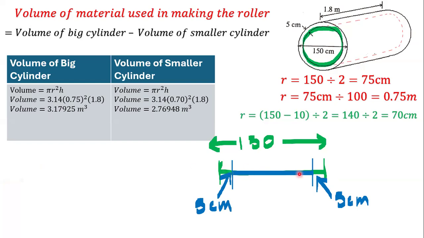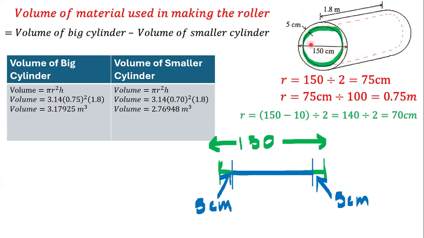If you want to figure out the length of the part in blue, all we need to do is take the 5 centimeters, add them, which gives us 10, and then subtract the 10 from 150, and whatever is left is the length of the blue part. That's what we have here. All we need to do is take 150 and subtract it, because we know that this portion is 5 and this portion is 5, because the thickness around, they say, is 5 centimeters.